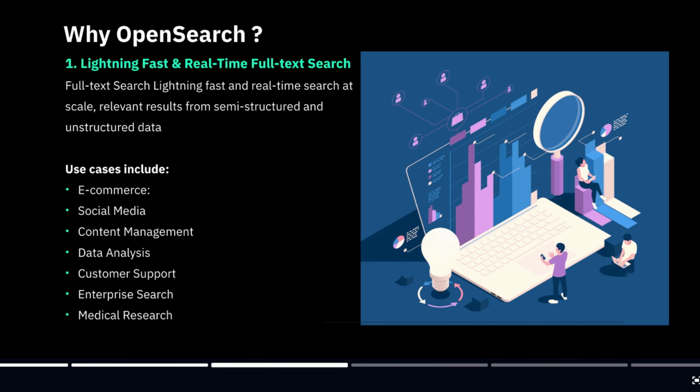The second one is social media. Users searching for other user profiles, other business pages, groups and posts, so it can be used in that. The third one is content management systems. It can be used to search through large volumes of text-based content such as articles, blogs and news stories. The fourth one is data analysis. It can be used to analyze and search large data sets in real time, allowing users to uncover valuable insights and make data-driven decisions.